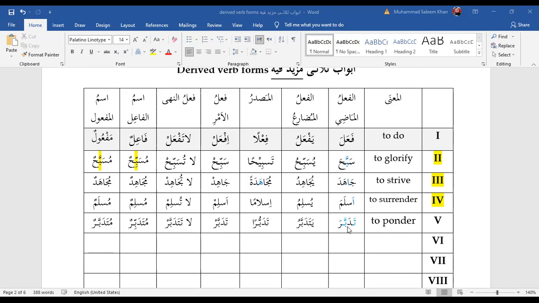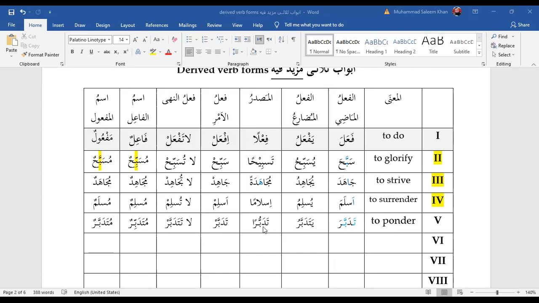Tadabbara. Dabbara, yudabbiru, tadbiran means to make a plan. But when we say tadabbara, which is the 5th one, that means to reflect or to ponder by yourself. So number 2 basically makes someone do something, and number 5 is basically the one who is doing it by himself, something that he is trying to gain or get. So that is the 5th form of the verb.